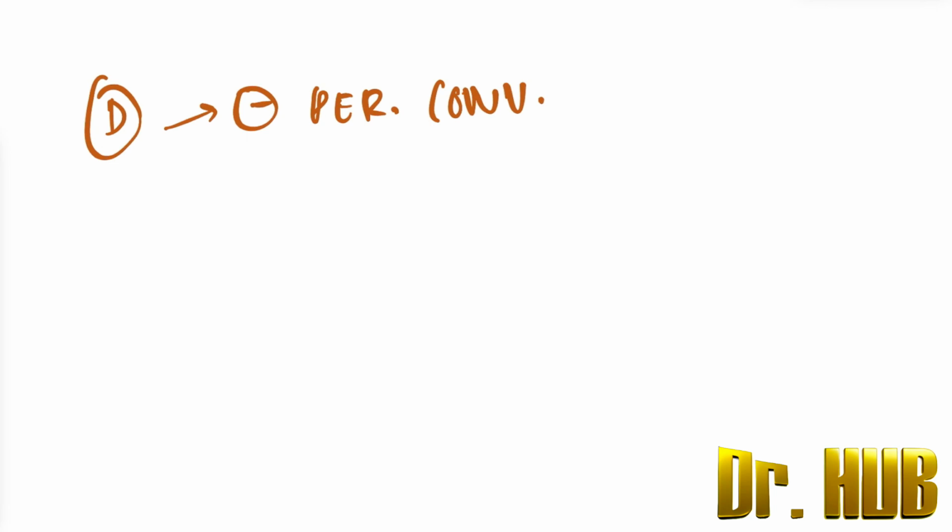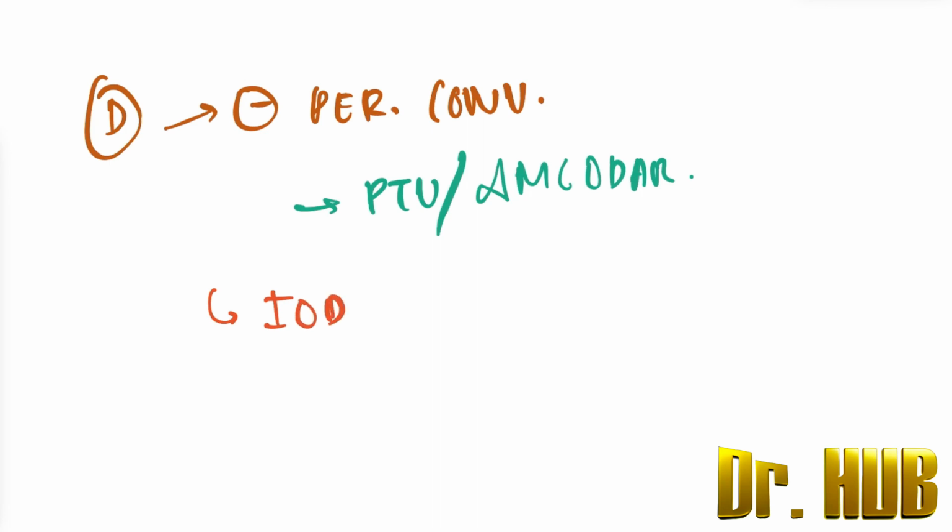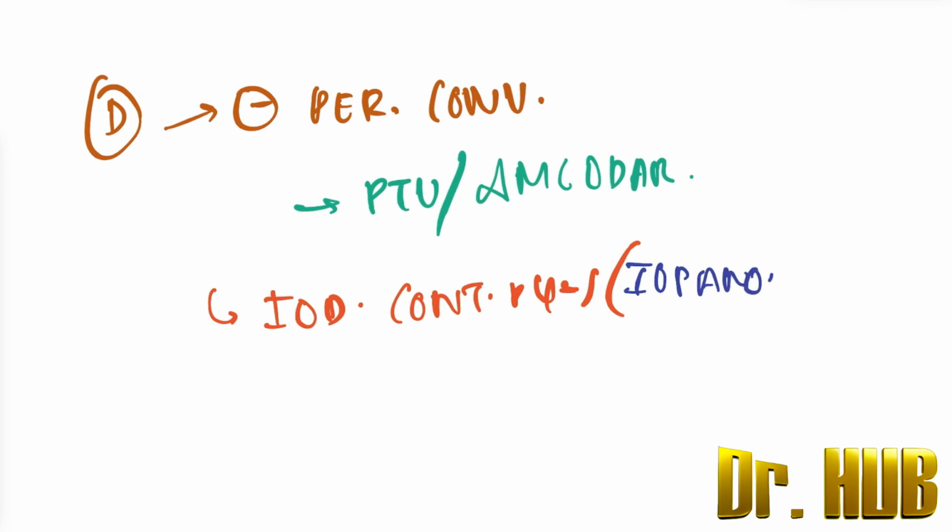Next we look at the drugs which inhibit the peripheral conversion. This will include the propylthiouracil, the amiodarone. Next is the iodinated contrast dyes, that is the iopanoic acid. Then there is propranolol as well, and glucocorticoids.